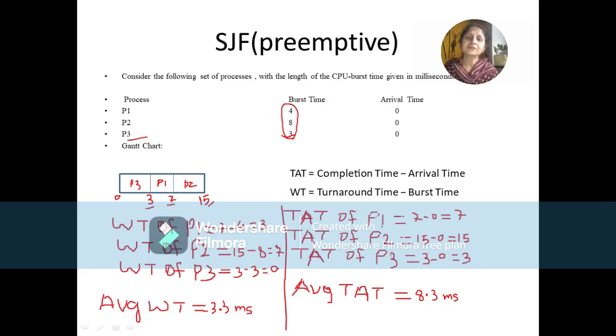So today I have covered the shortest job first CPU scheduling algorithm. We have seen 3 examples. The first one with shortest job first with different arrival time, non-preemptive. Then we have seen SJF preemptive with different arrival time, and at the end we have seen one more example of SJF preemptive with arrival time given as 0 for all the processes.